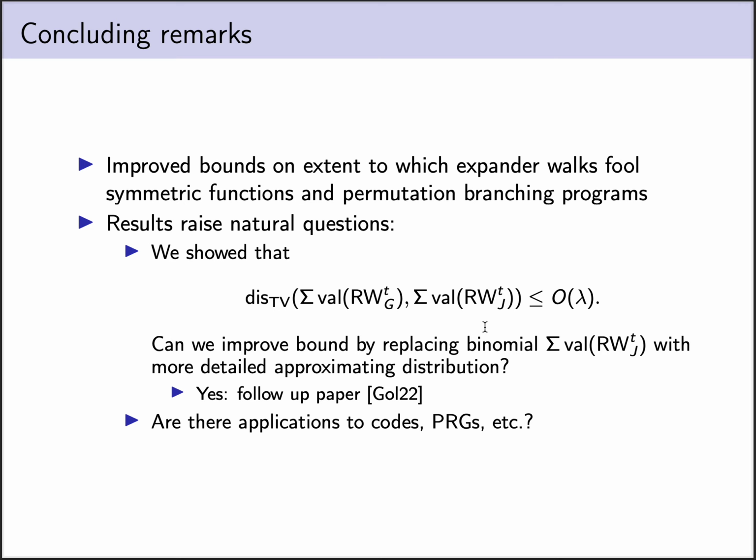But the central limit theorem has a convergence rate of 1 over root T. So could we somehow replace this approximating distribution by something closer to what we want and maybe get a big O of lambda over root T bound on the right-hand side? It turns out the answer to this question is basically yes, and this will come out in a follow-up paper.